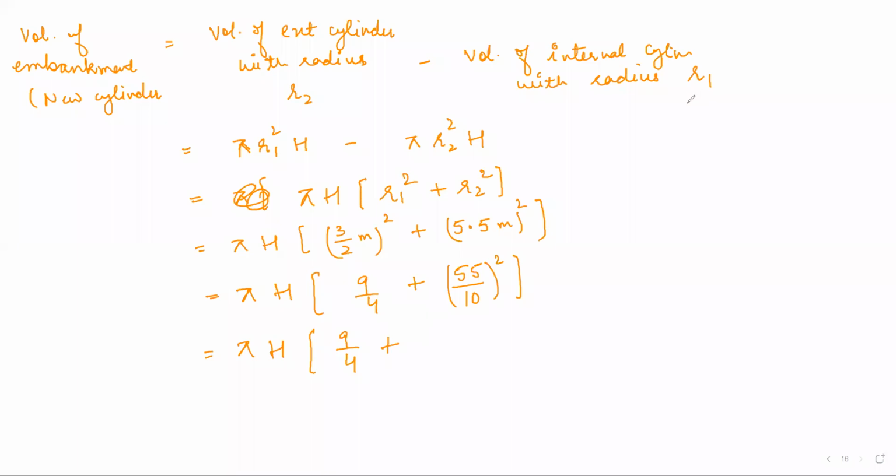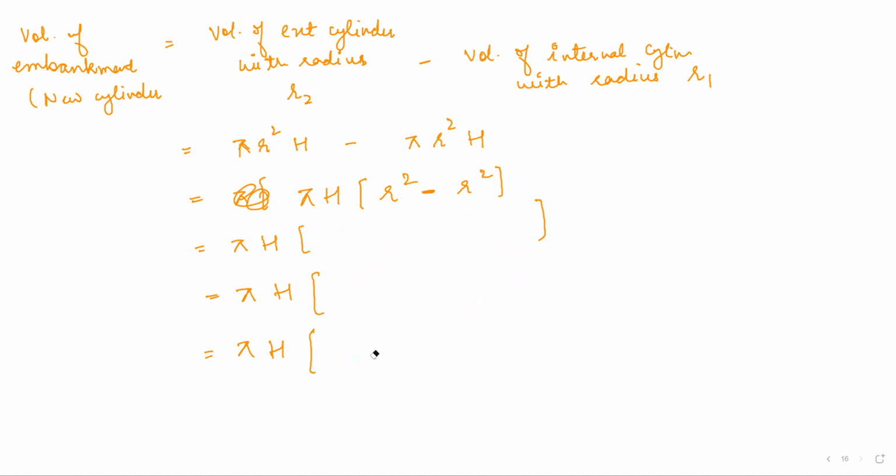Ma'am, in the bracket it would be minus, right? Yes, sorry. I have just one more mistake here. This one will be R2 and this one will be R1. R2 is the greater radius, isn't it? This will be R2, this will be R1. Is that okay?